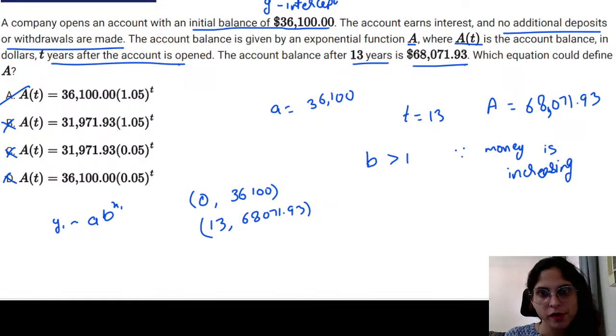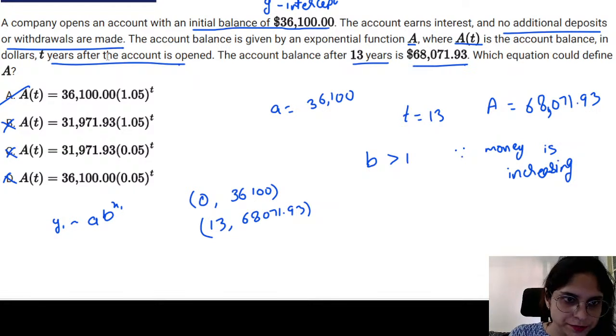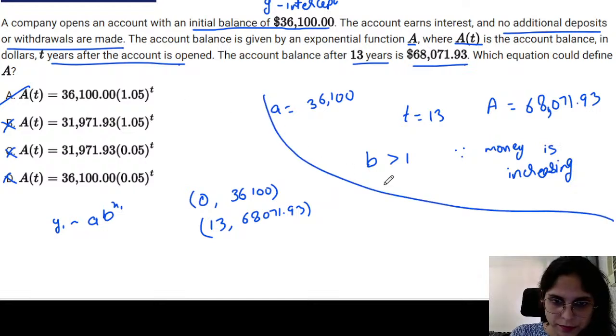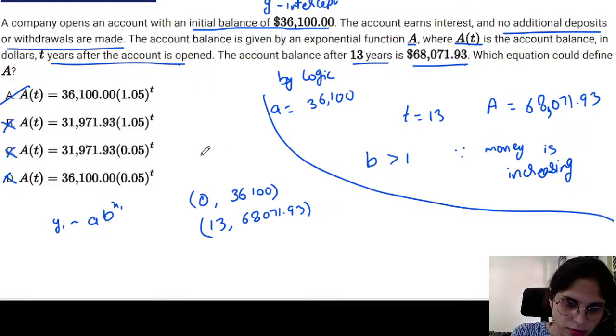Got it? But you can directly see money is increasing, B has to be greater than 1. So the only option remaining is this one. This is by logic. This one is by Desmos.